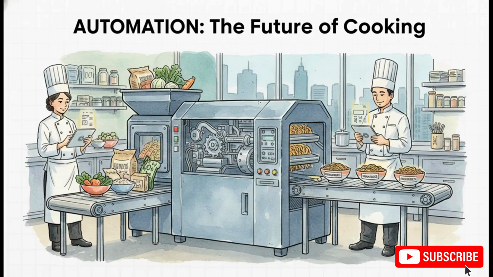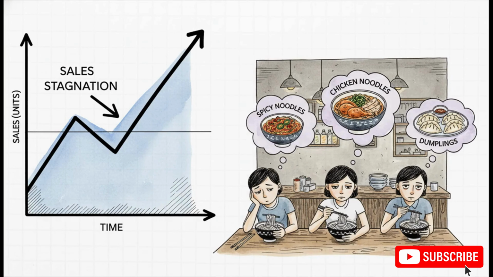So, the chef invests in tech, an automated cooking machine. You load the ingredients, punch in the recipe, and it cooks 4 perfect bowls at once. This is a total game changer. It's an automated pipeline. Things are running like a well-oiled machine, but then sales flatten out.